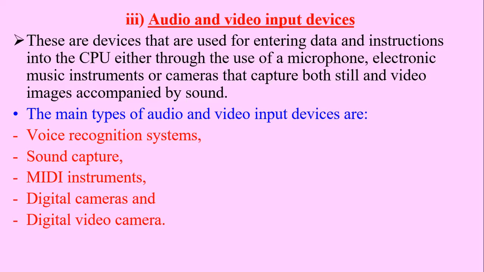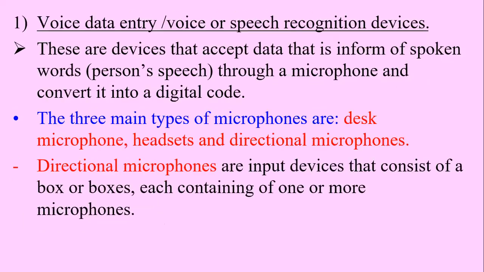The other category of direct entry devices are the audio and video input devices. These are the devices that are used for entering data and instructions into the CPU, either through the use of a microphone, electronic music instruments, or cameras that capture both still and video images that is accompanied by sound. The main types of audio and video input devices are, number 1, voice recognition systems, number 2, sound capture, number 3, MIDI instruments, number 4, digital cameras, and number 5, digital video camera.